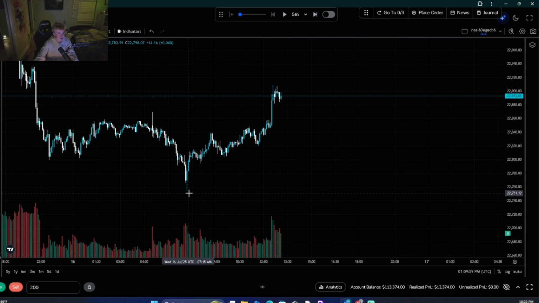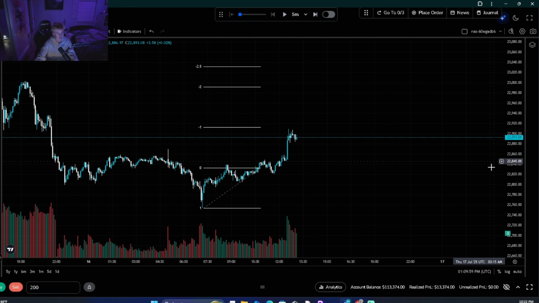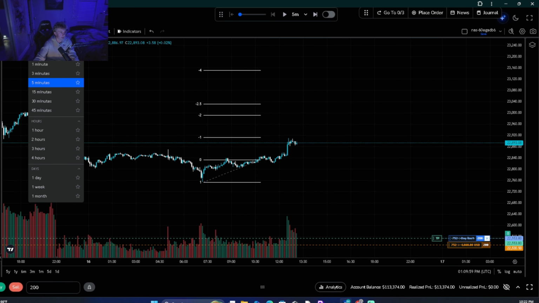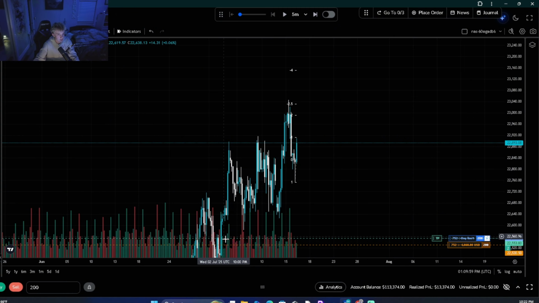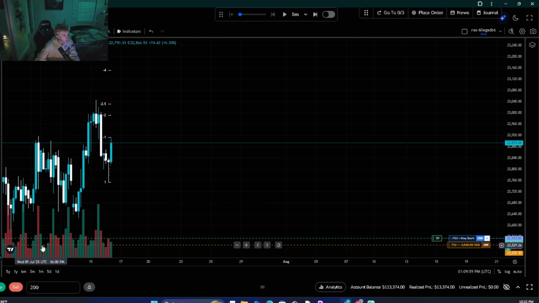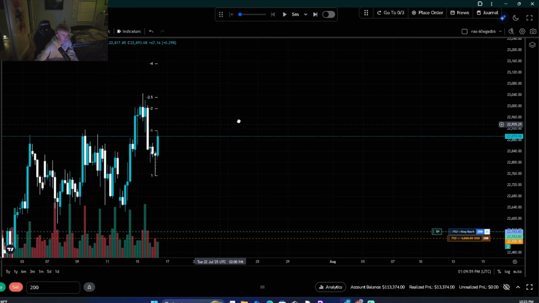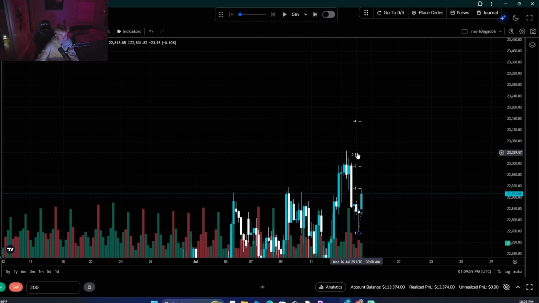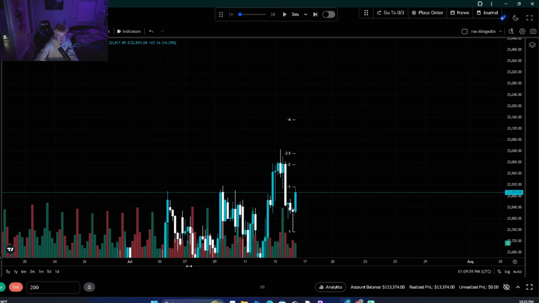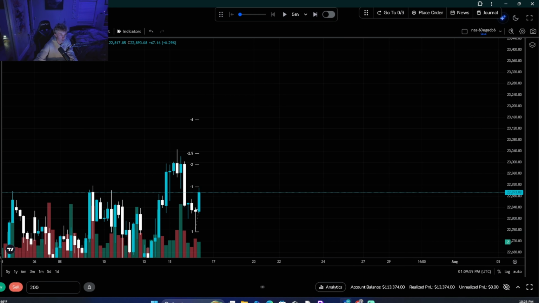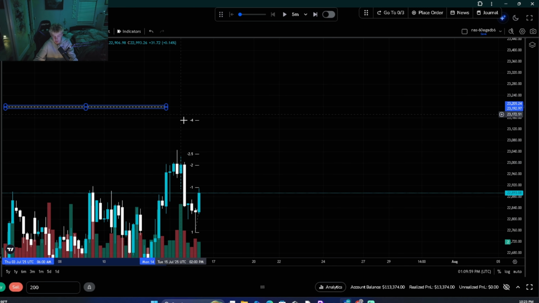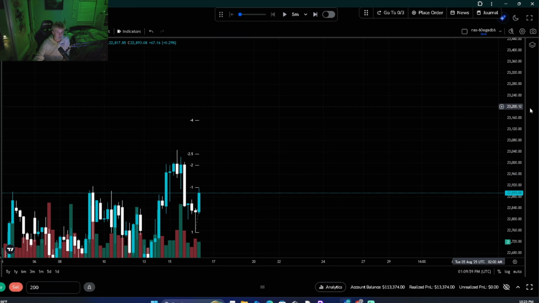Can use this manipulation leg right here. And then see if we got anything. 4 hour. Oh, I thought that was a 4 hour gap. I'm tweaking. This is a rejection block that's already been used, but I believe you can use rejection blocks multiple times. Actually, there's no point in trying that out. We'll mark the 2.5 here.